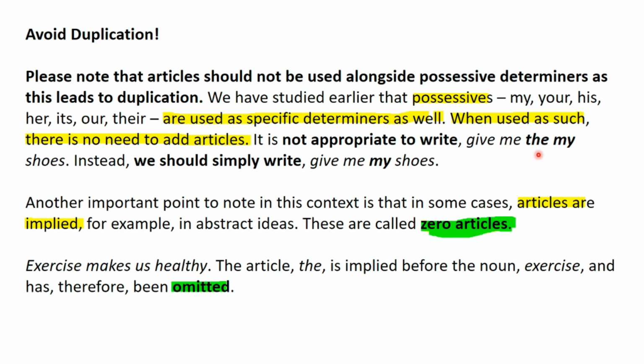Another important point to note in this context is that in some cases the articles are implied. Implied means that there are zero articles, they are deemed to be existing with that noun phrase. For example, exercise makes us healthy. In this case, the definite article the is already implied in this expression. Therefore, you should not be writing the exercise makes us healthy.